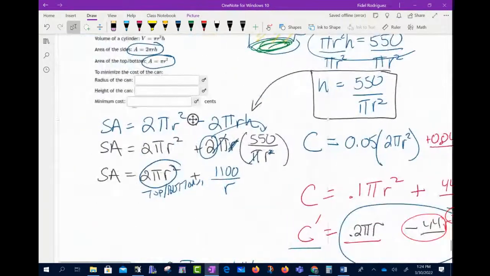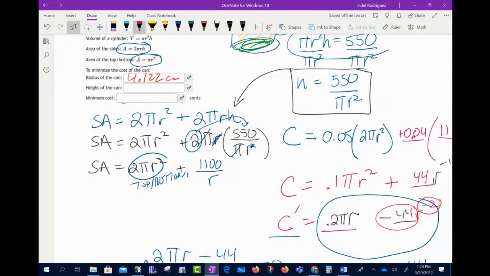So look, y'all, there's my value of r. We're going to come back over here. What's the radius of the can? We came up with 4.122. This is in centimeters, right? Look at the second part, y'all. It says, can we find the height of the can? Didn't we solve for the height from the very beginning?